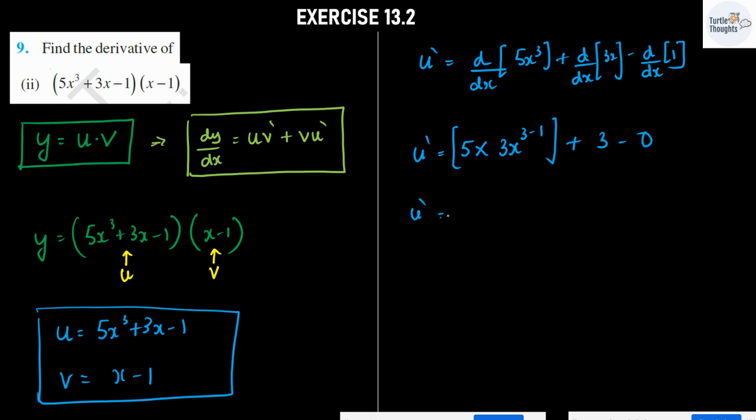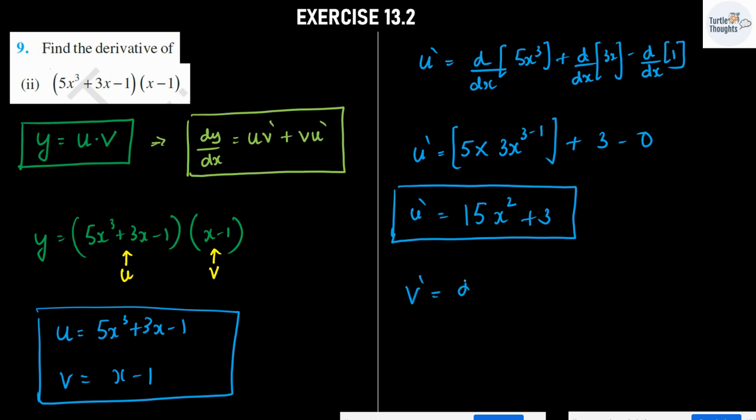I will be getting the value of u dash as 5 multiplied by 3, which is going to be 15x raised to the power 2, plus 3 also. Yes, even plus 3 is there, so you can take the value of plus 3. Clear? Okay. Now this is your u dash, right? Now you can easily find out what is your v dash as well.